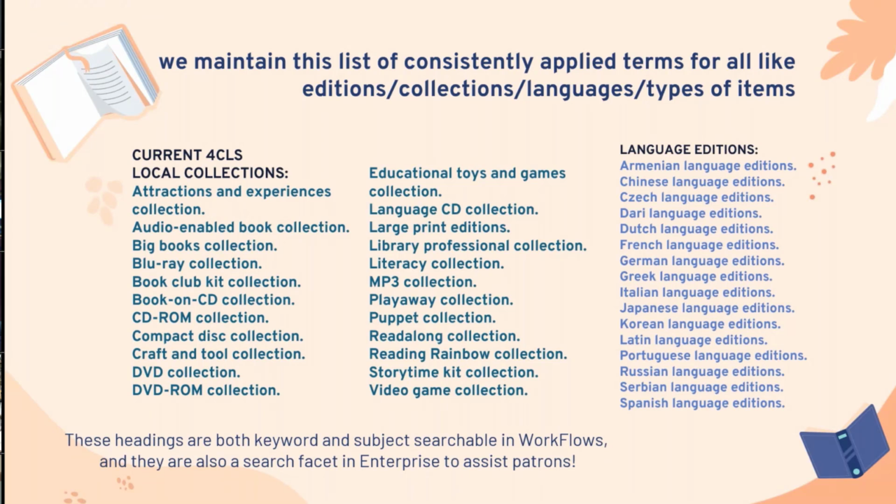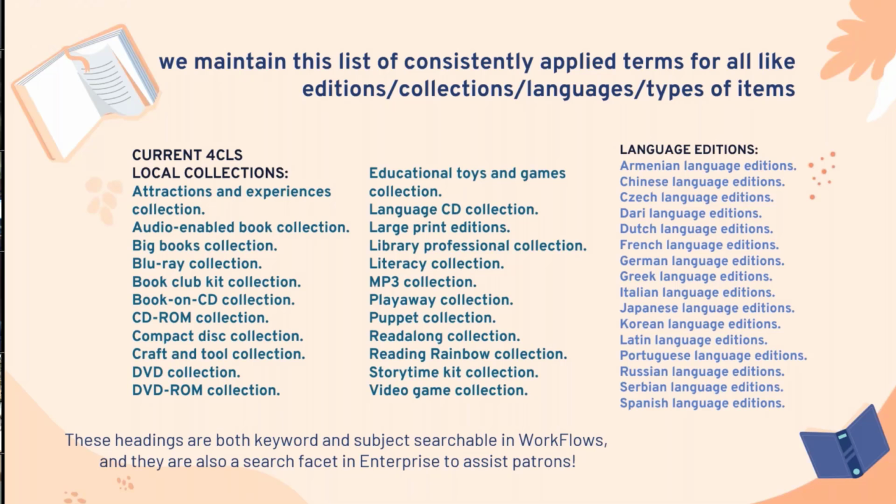We maintain a list of consistently applied terms for all editions, collections, languages, and types of items. And this is the list here. We did go over this at the collection services meeting, so this whole list is in the notes for that, which was sent out to the full list today. So if you got those notes from Megan, they went out to the whole 4CLS list. This 690 list, the local collection headings, is right on there, so you all have access to that as well.